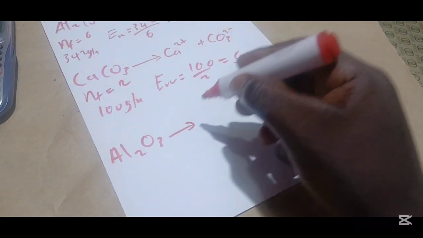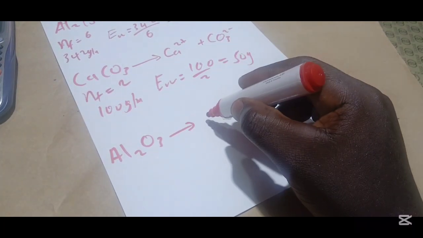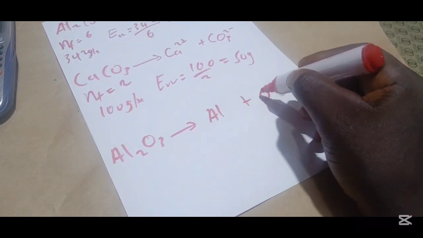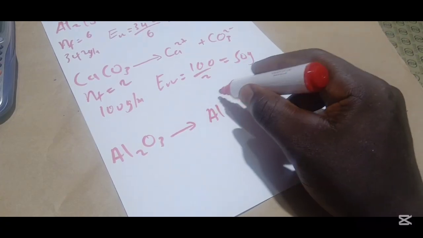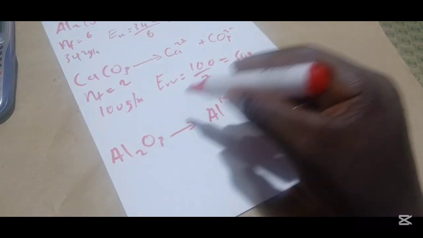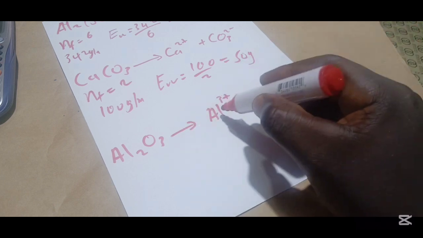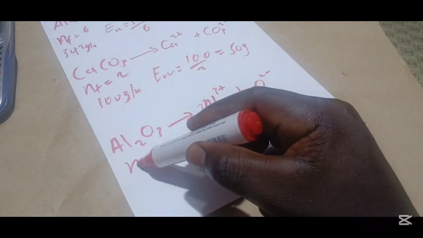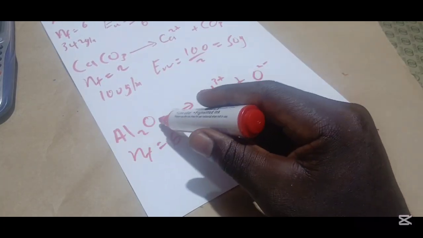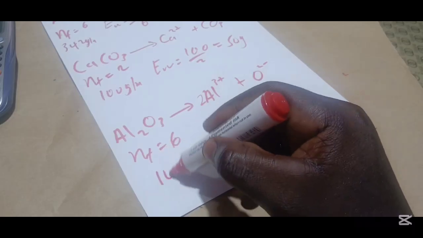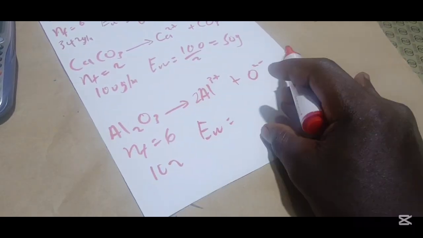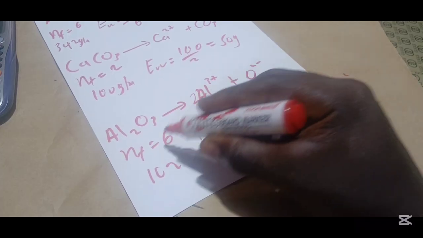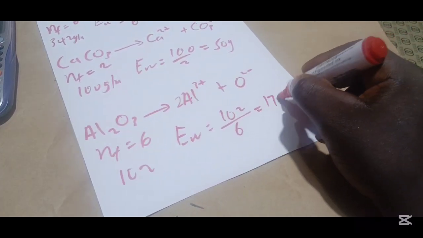So what about Al2O3? This is going to be ionized into 2 Al 3+ plus 3 O 2 minus. It changes their valences. So here we have 2 of the Al, so we just have to put 2 here. In this case, our n factor is 2 by 3, which is 6. The molecular weight of Al2O3 is 102. So our equivalent weight is going to be the molecular weight of Al2O3, which is 102, divided by the n factor, which is 6. So this is going to give us 17 grams.